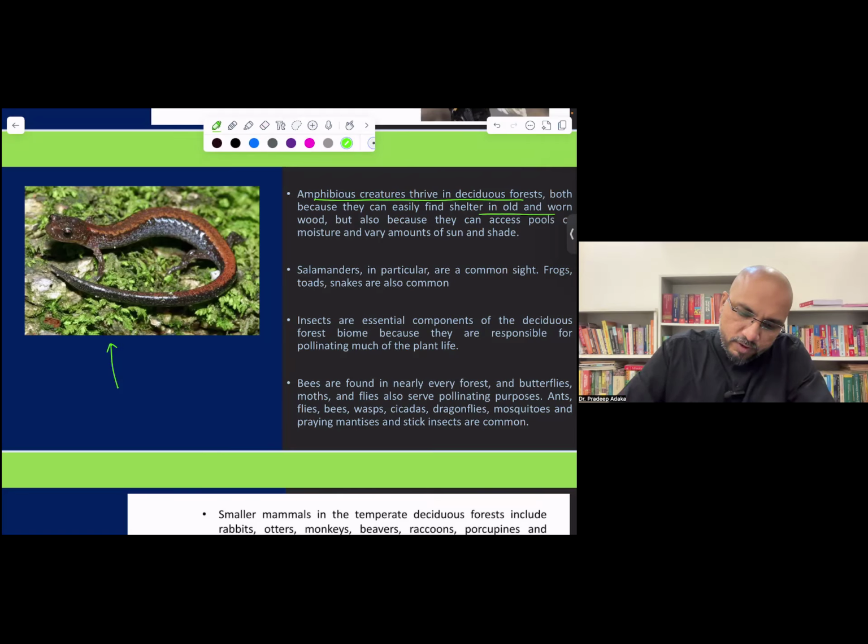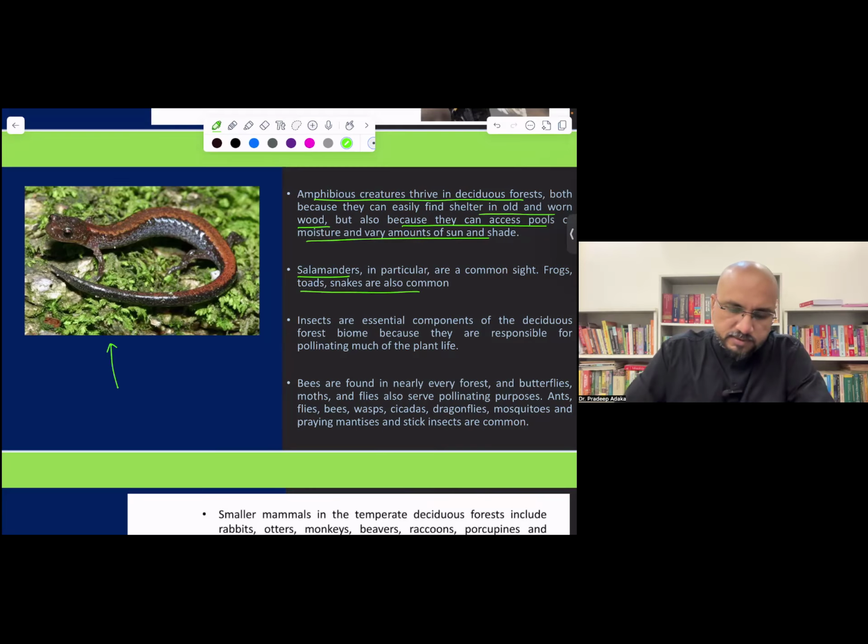in the old and worn out wood, but they can also access pools of moisture and different amounts of shade and sun. So they can easily hide in the leaves when there is excess sunlight. They can protect themselves also. They can easily access pools of water on the ground. Salamanders in particular are a common sight. Frogs, toads, snakes, they are also common.